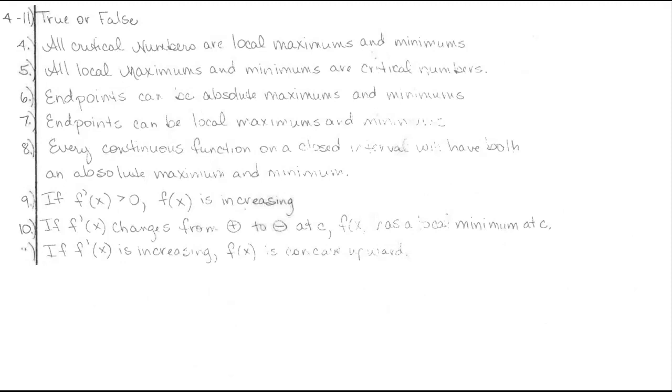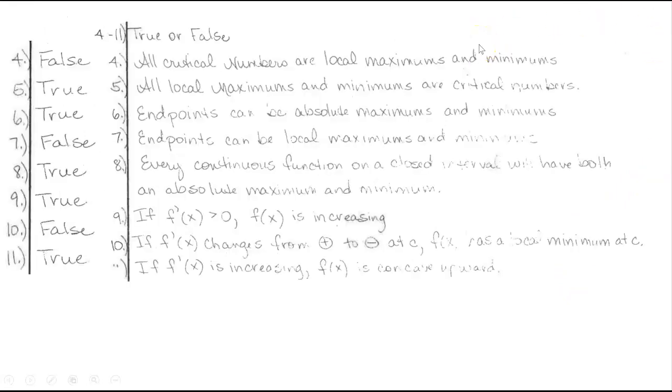All right, then some true or false things. So number 4, all critical numbers are local maximums and minimums. That's false because all of your local maximums and minimums have to come from critical numbers, but just because it's a critical number doesn't mean it's going to be a maximum or minimum. You still have to test it. That's where the first and second derivative tests come in. So the first one is false, but the second one is true.